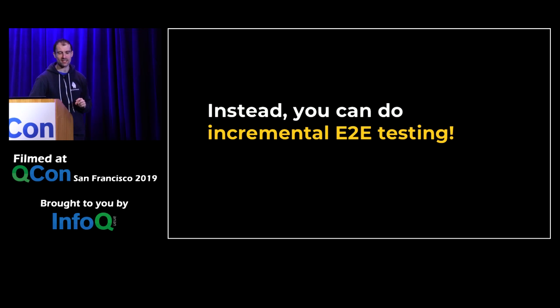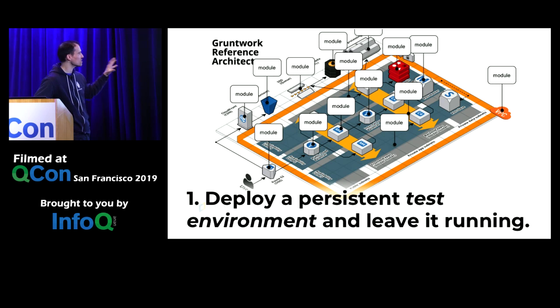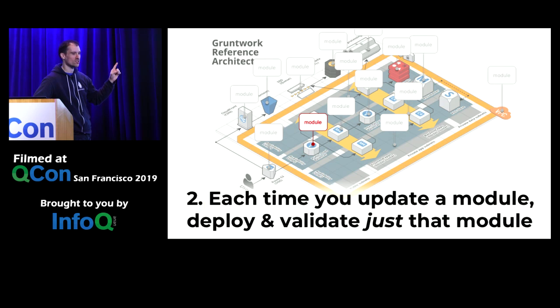So the real way to do end-to-end testing is incrementally. What I mean by that is you set up a persistent test environment. You deploy everything from scratch, which will take hours and be kind of annoying, but you do that once and you leave it running. Then whenever you update one of your modules, you roll out the changes to just that module. This is what your commit hooks are doing. They're not deploying everything from scratch, they're just updating an existing architecture with each change and then validating. Then you can run inspec or whatever you want to validate that things are still working as expected.